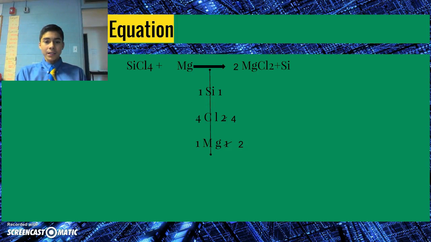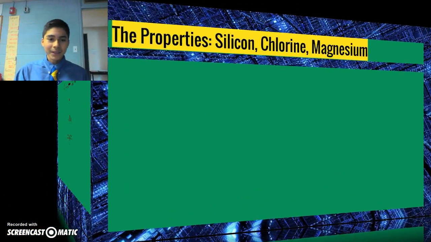But we need to balance that, and to do that we're going to put another 2 in the reactant side for magnesium. And that will change that 1 into a 2 as well. So now the chemical equation is balanced. Let's move on, shall we?